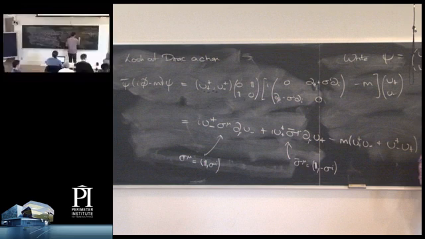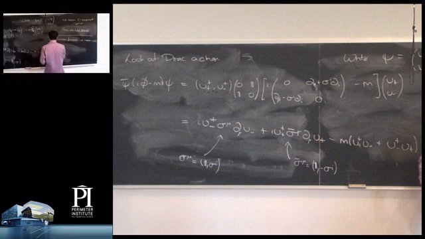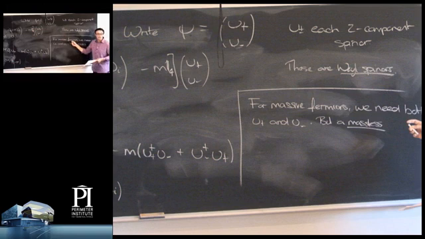So for massive fermions, we need both U plus and U minus because they couple together. But if you have a massless fermion, that can be described by just a single Weyl spinor instead of two Weyl spinors. By the way, the language here is anticipating what we're going to see, which is that when we quantize these spinor fields, we're going to get fermions. So I'm just using this language here.